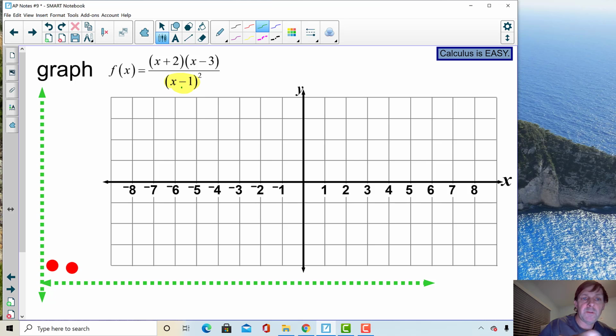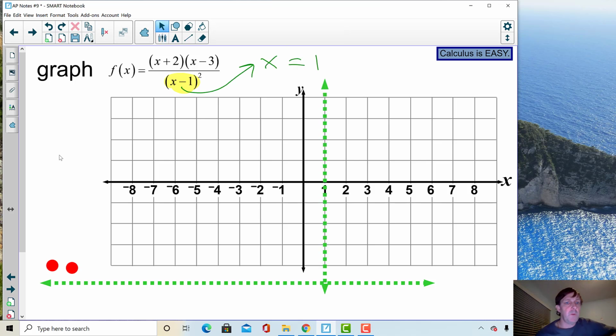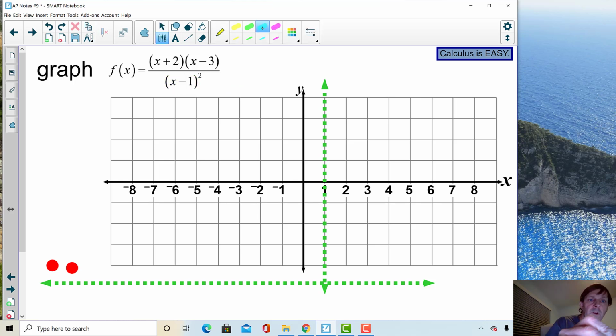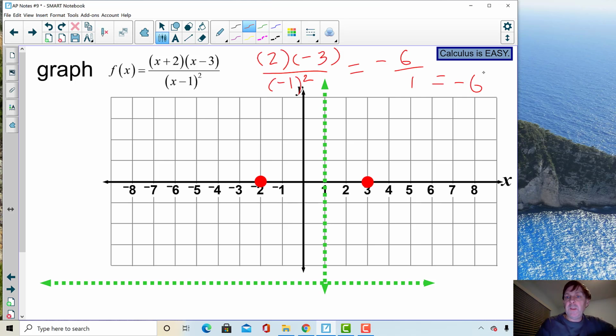Okay, for this one we can see that the vertical asymptote happens at x equals 1. And that's because x equals 1 makes the bottom 0. We can also see that negative 2 and positive 3 make the top 0. So those are going to be x-intercepts. Now the y-intercept is whatever you get when you plug in a 0 for the x. So we get negative 6 for our y-intercept. So I'm going to have to go by 3's on my y-axis, or else I'll be off my graph paper.